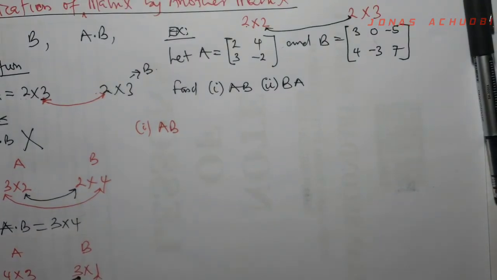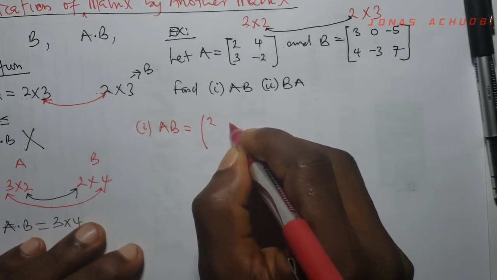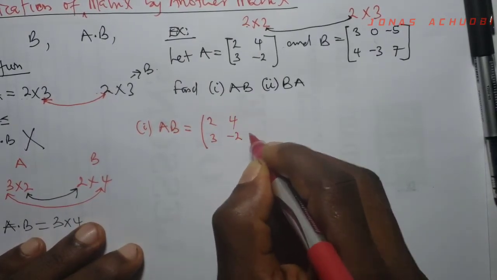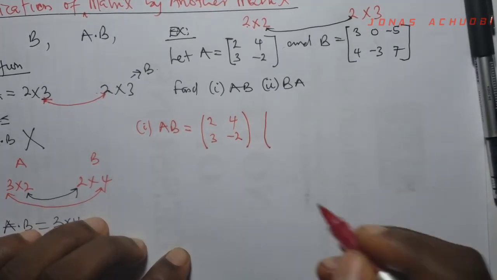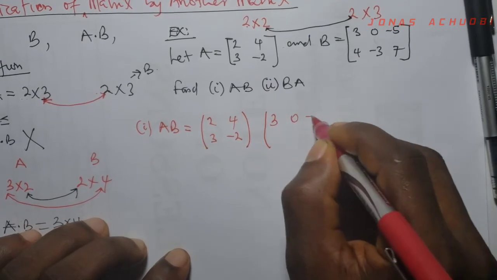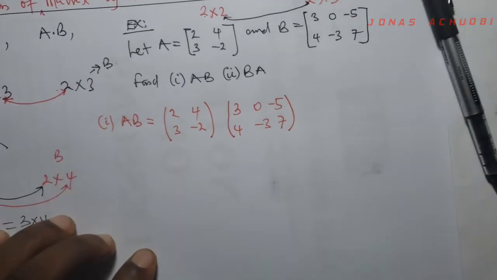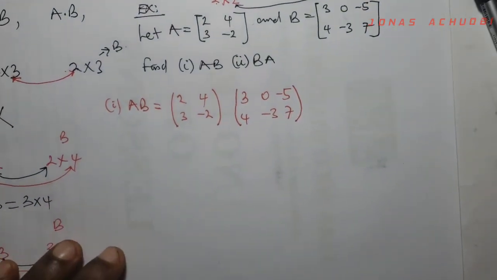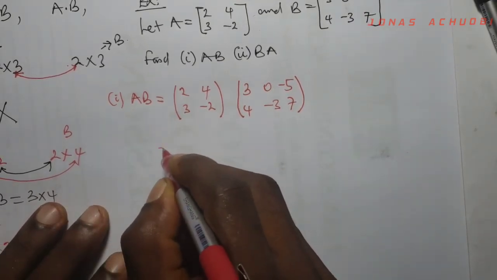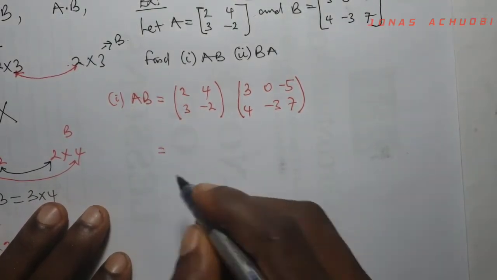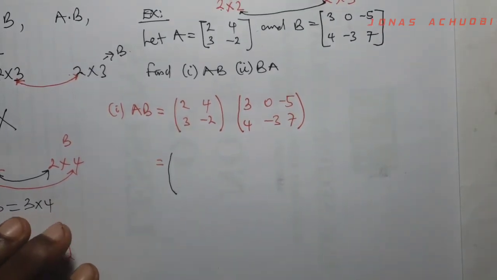Okay, we shall write as AB. So this is equal to, so I write matrix A out. Matrix A is 2, 4, 3, and negative 2. Now I'll leave a space here and write matrix B here. And you see why I'm doing that later. 3, 0, negative 5, 4, negative 3, and 7. Matrix multiplication is performed carefully, otherwise you make mistakes. Okay, so I'm going to write down here so that I get enough space for myself.